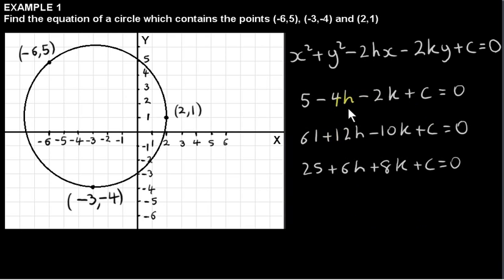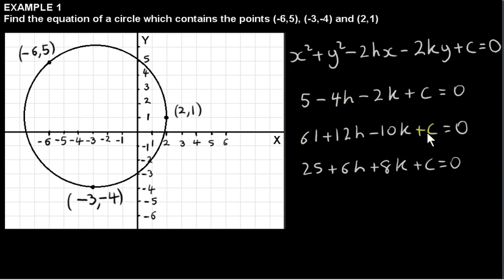So now we have 3 equations and 3 unknowns, h, k, and c. If we can find out what h, k, and c are, we can plug them back into the general form of the equation, and we will have the equation of this circle here. Basically, we're solving simultaneous equations, and the method and why it works was explained in the algebra playlist. We take any 2 of them and try to eliminate one of the variables, h, k, or c.